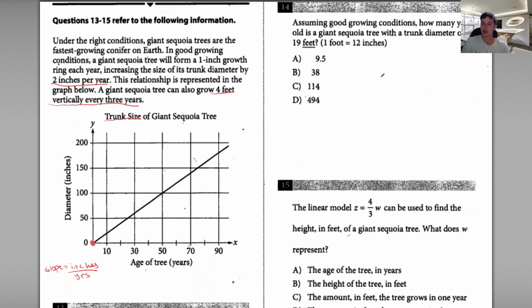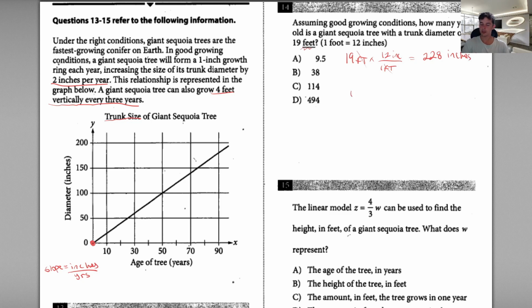Assuming good growing conditions, how many years old is a giant sequoia tree with a trunk diameter of 19 feet? So if it's telling me feet and it's underlining feet, it also tells me that 1 foot is 12 inches, so I've got to switch feet into inches. So 19 feet, and I know that 1 foot has 12 inches, and this is working on the units. I can cancel out feet and feet, and my final answer will be in inches. So just 19 times 12. 19 times 12 is 228 inches.